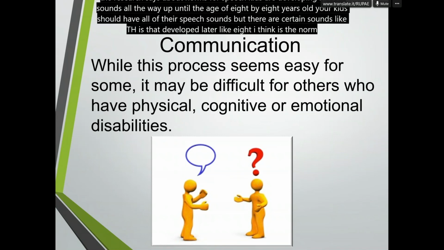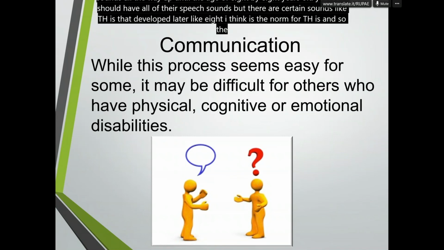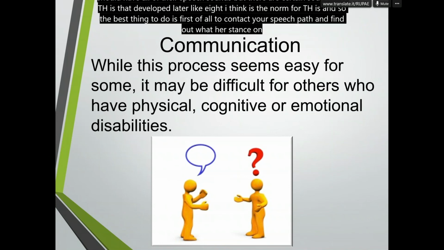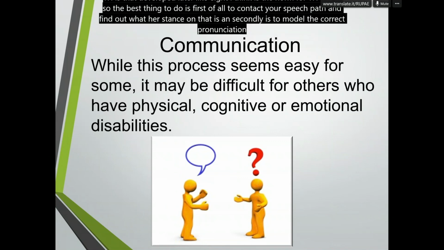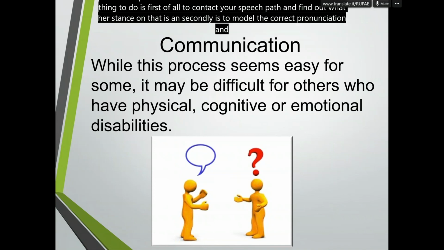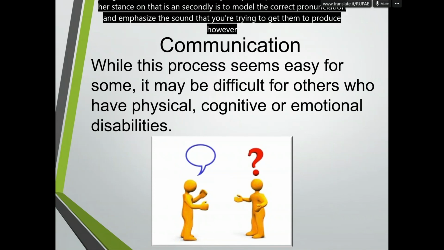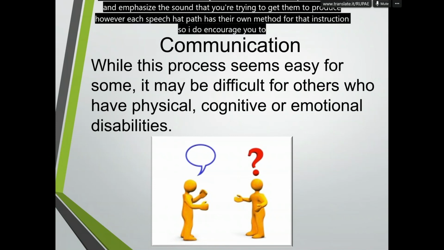And so the best thing to do is, first of all, to contact your speech path and find out what her stance on that is. Secondly, is to model the correct pronunciation and emphasize the sound that you're trying to get them to produce. However, each speech path has their own method for that instruction. So I do encourage you to speak with your school speech pathologist about that.